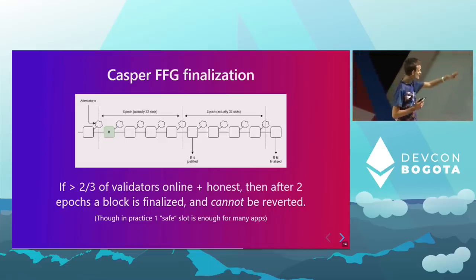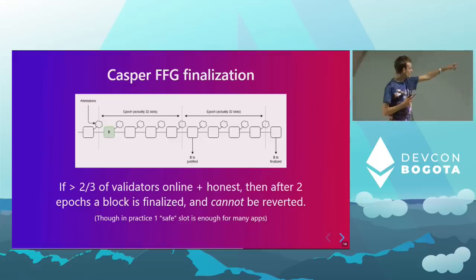So if we take this example, the block B over here, after 1 epoch, if more than 2/3 of the attesters in that epoch support B, then B is justified. If after another epoch more than 2/3 of attesters still support B, then B gets finalized. Once a block is finalized, it cannot be reverted.